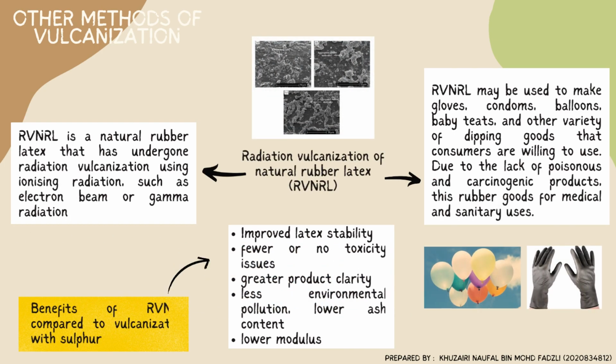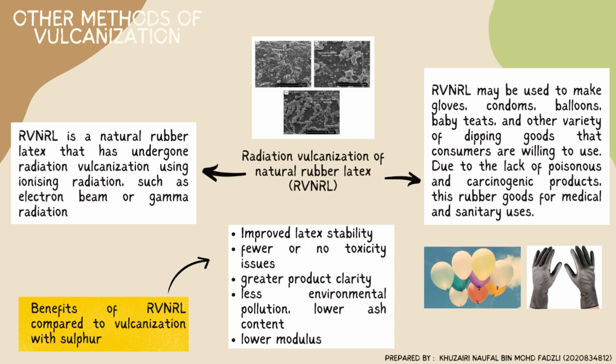Next, I will present another method of vulcanization, which is radiation vulcanization of natural rubber latex, or in short, RVNRL. RVNRL is natural rubber latex that has undergone radiation vulcanization using ionizing radiation, such as electron beam or gamma radiation.